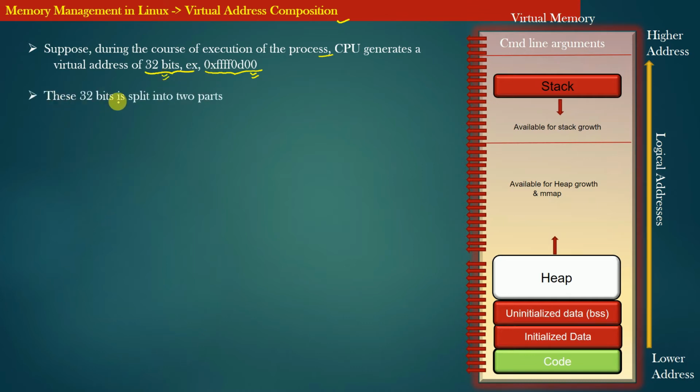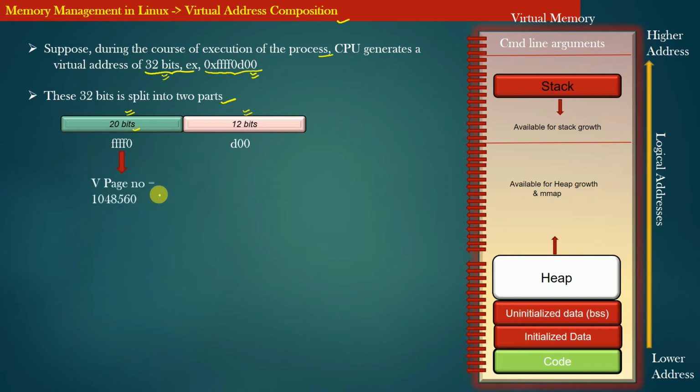So these 32 bits of virtual address can always be split up into two parts. The first part is the first 20 bits and the second part is the last 12 bits of the virtual address. So the most significant 20 bits represent the virtual page number in the process virtual address space, and the least significant 12 bits represent a byte number within a page.